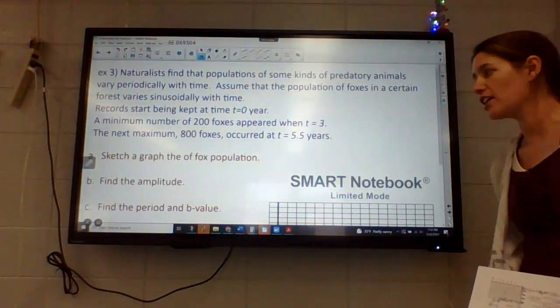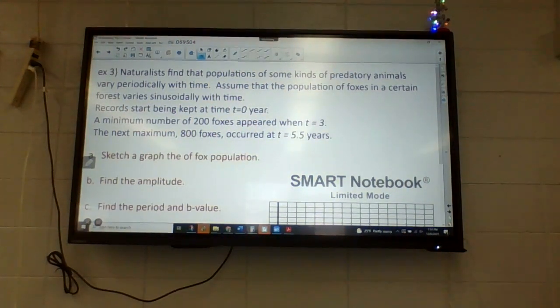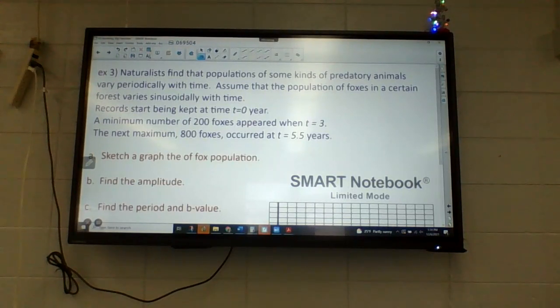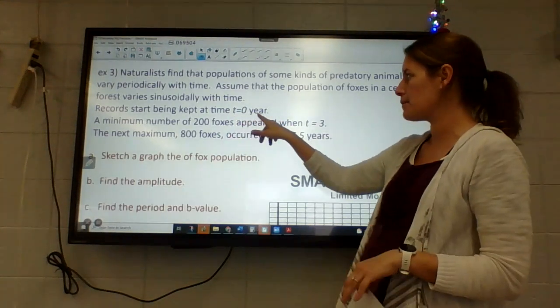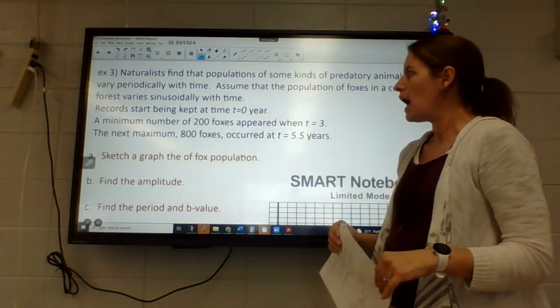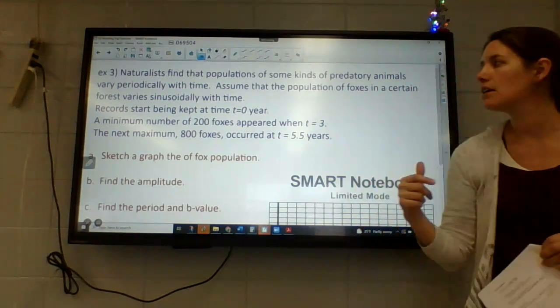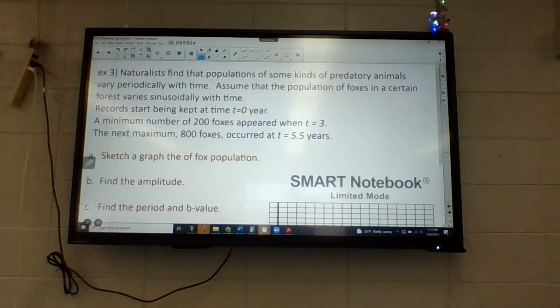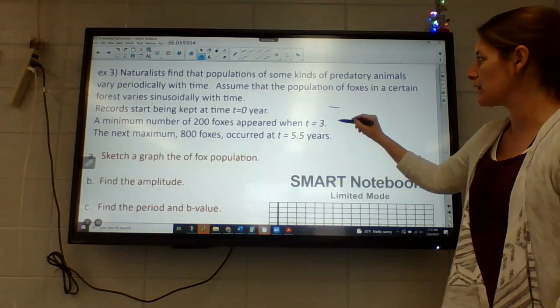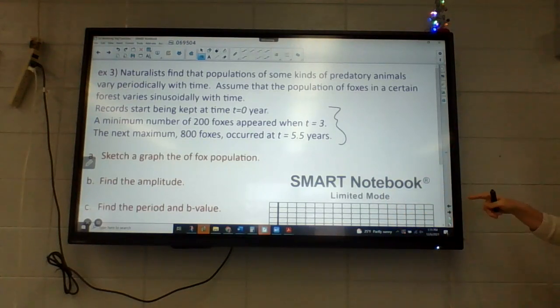Use this situation to figure out an equation, and then hopefully see the shape that's going with this. So it said records start being kept at a time of t equals 0. A minimum number of foxes appeared when t was 3. So after 3 years, 200 foxes was our minimum amount. It said the next maximum, 800 foxes, occurred at 5.5 years. So this information here is really some of the important information we're going to work with.